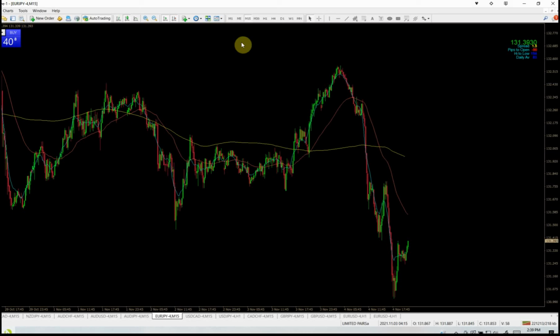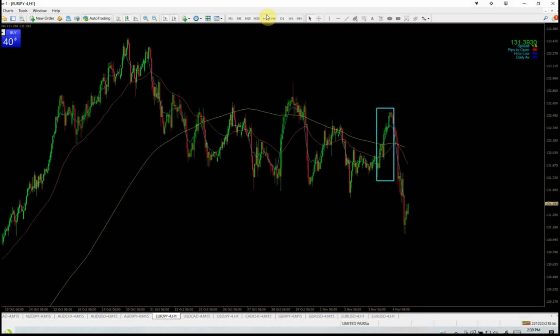And I can just keep showing you these. This is the euro yen. Again, here's your move higher. Okay, we'll just put a box around here. Here's your entry point right here. If we go to the 1 hour and look at this on the 1 hour, okay, so here's another.